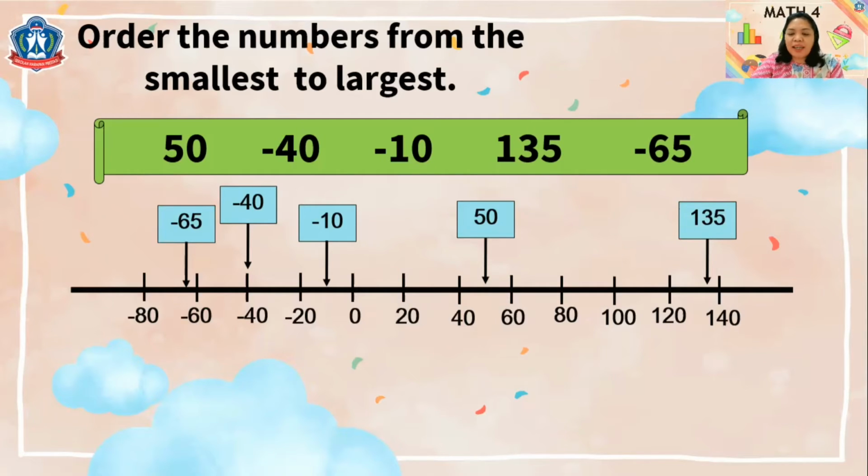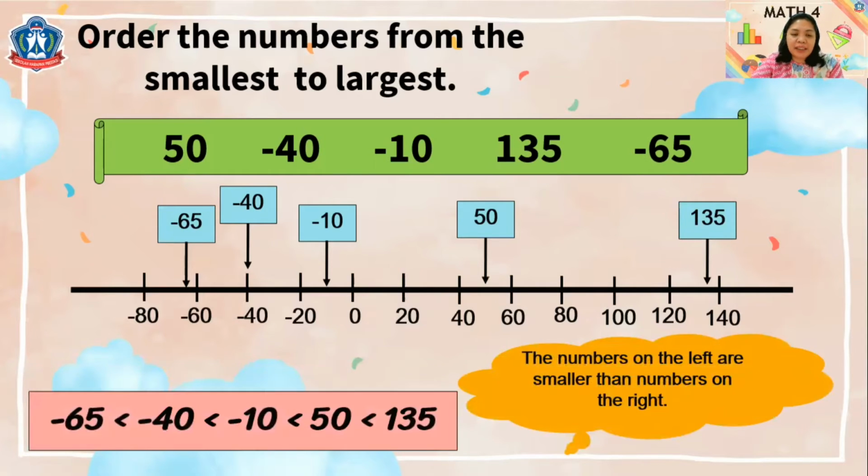So which one is the smallest number then? Yes, it's the negative 65, followed by, yes, the negative 40. And followed by the negative 10.